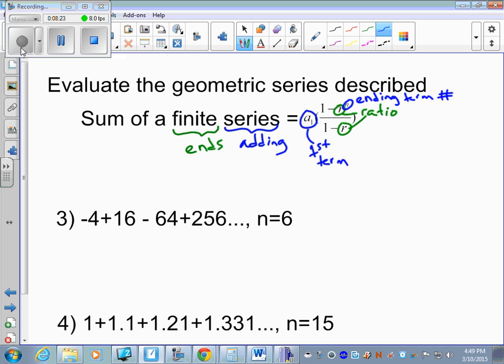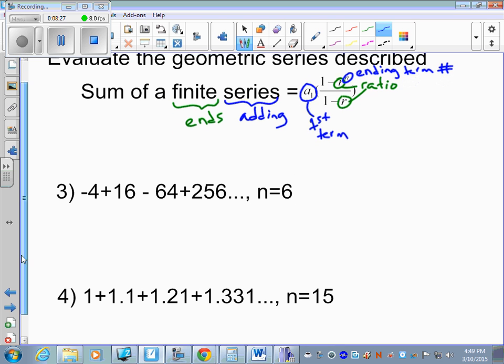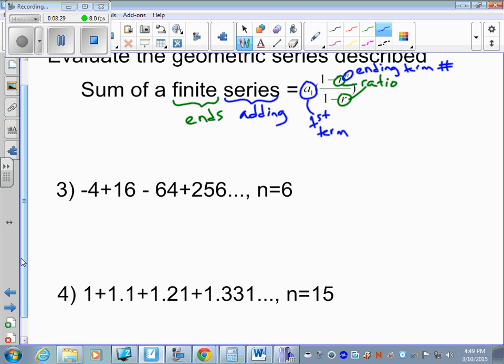Alright, so let's jump into it. Number 3, we have to evaluate the geometric series described. I see 4 numbers in the series: -4, 16, -64, 256. And we have to add up 6 terms. Well, I only see 4. So you can either continue with the last 2 and then add them all up, or we can use the formula. I'm just going to use the formula.